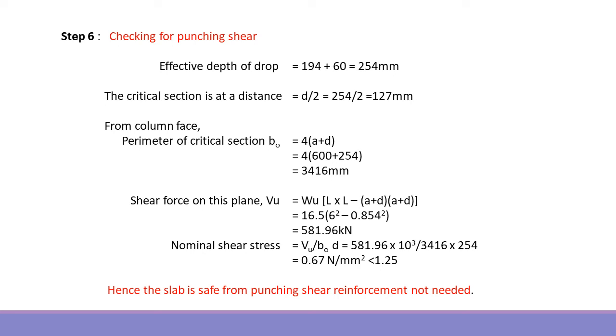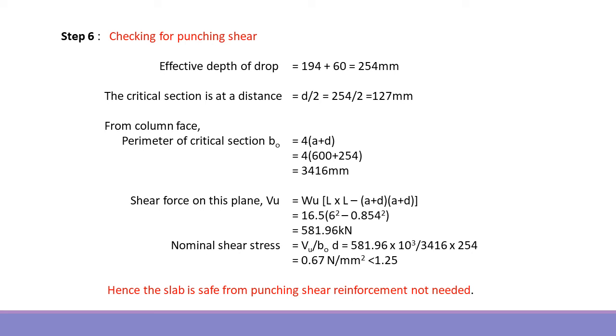581.96 kilonewton. Then nominal shear stress is equal to load by area, simple formula. So load is taken as the shear force, and area is b into d. So b is the b0, the perimeter section, and d is the effective depth of drop. So we know all the values. Apply the values in our formula. We got the nominal shear stress. So nominal shear stress is 0.67 Newton per mm square.